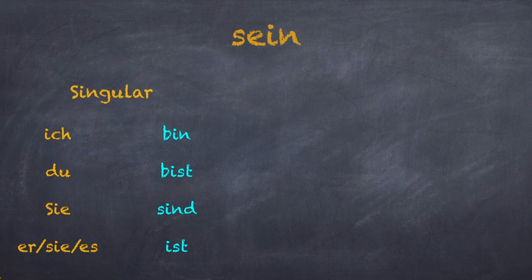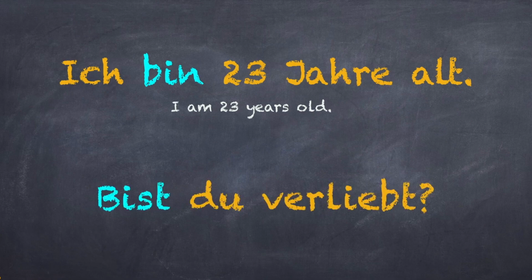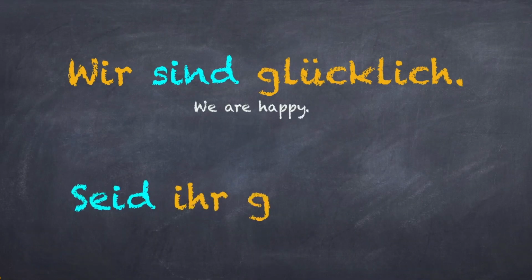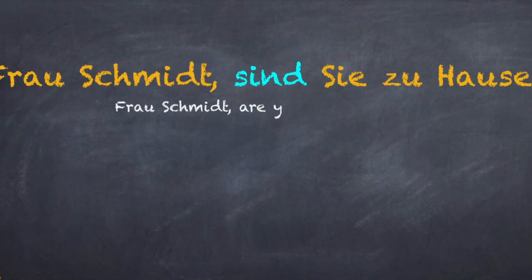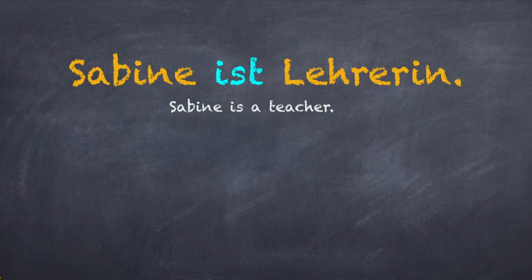Now let's look at some examples. Ich bin 23 Jahre alt. Bist du verliebt? Here also, please concentrate on the subject in the sentence and the verb being conjugated accordingly. Wir sind glücklich. Seid ihr glücklich? Frau Schmidt, sind Sie zu Hause? Er ist verheiratet. Here again, in the next two sentences, we don't have a direct pronoun.